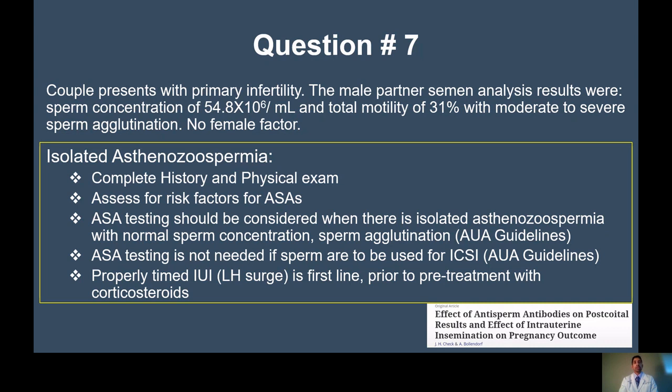Now, in this situation, the couple may be interested in pursuing intrauterine insemination. The evidence demonstrates that really no special treatment should be taken prior to IUI. The most important thing is properly timing the IUI with the female's LH surge, and this is the first-line treatment. Now, if they have failure of IUI, then there may be a role for pre-treatment of the male with low-dose steroids, as I discussed on the previous slide.